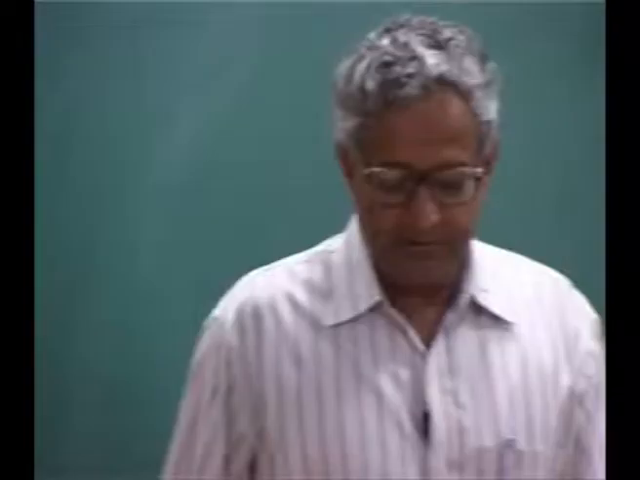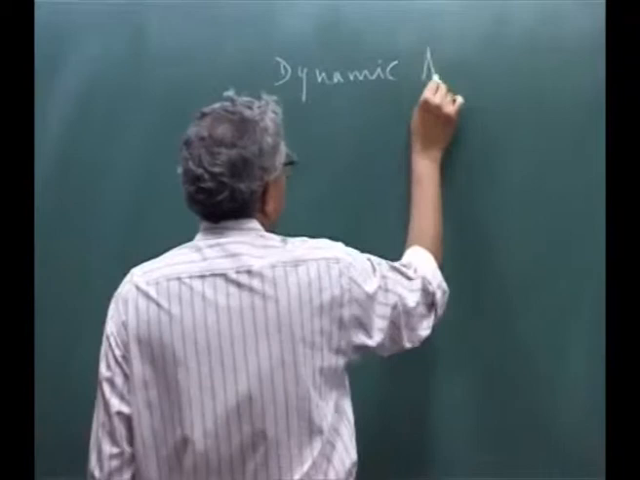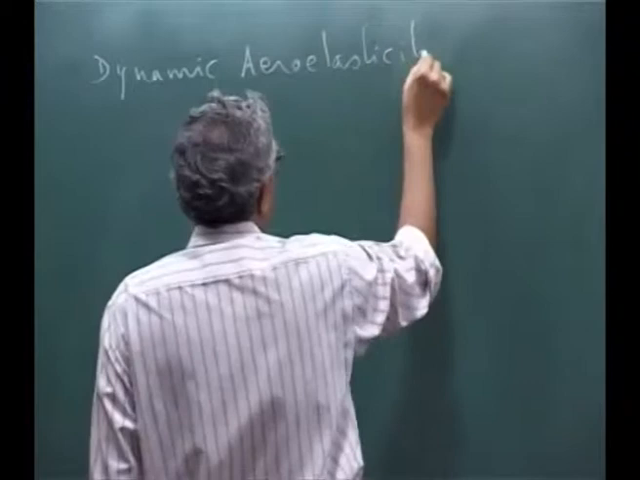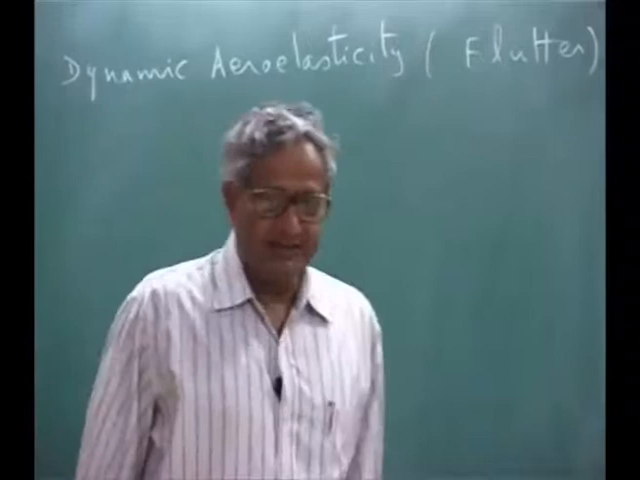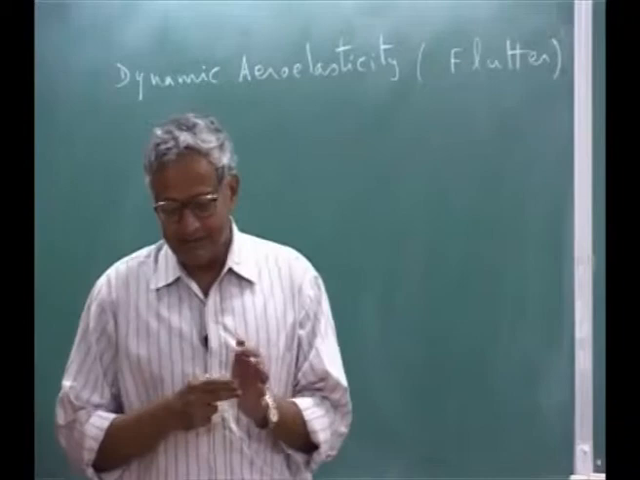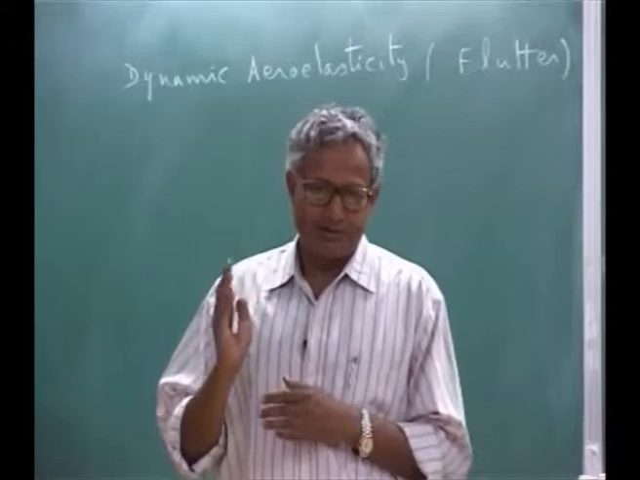Okay, today we start dynamic aeroelasticity. Essentially, the flutter problem. Okay. See, this is a dynamic instability which happens in any elastic body which is in a flow, and particularly wings, control surfaces, vertical tail, anything.